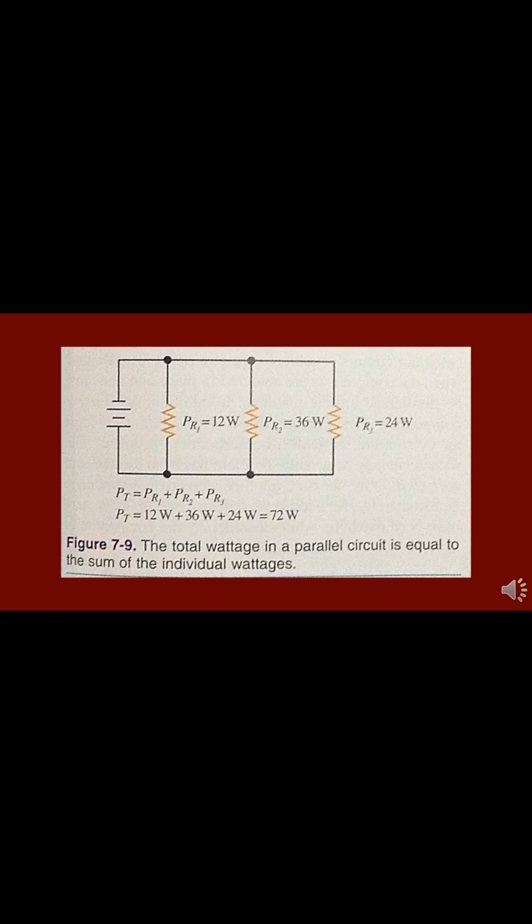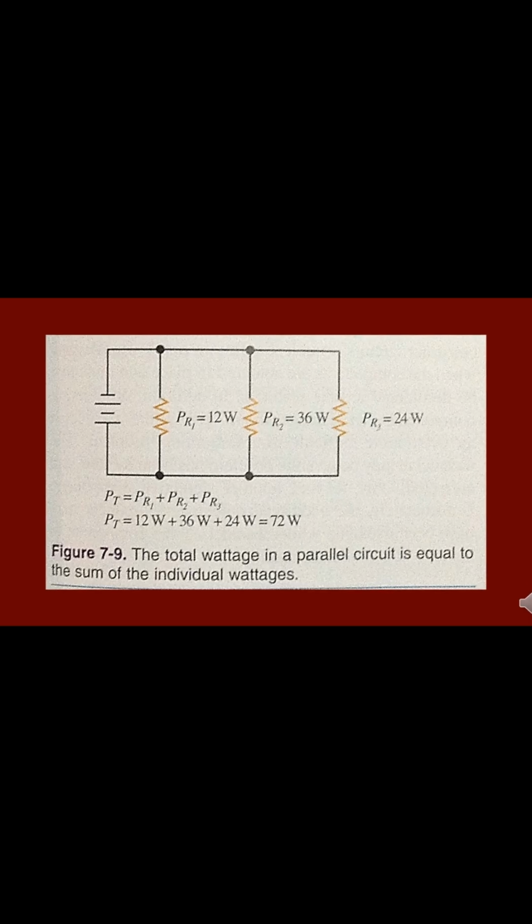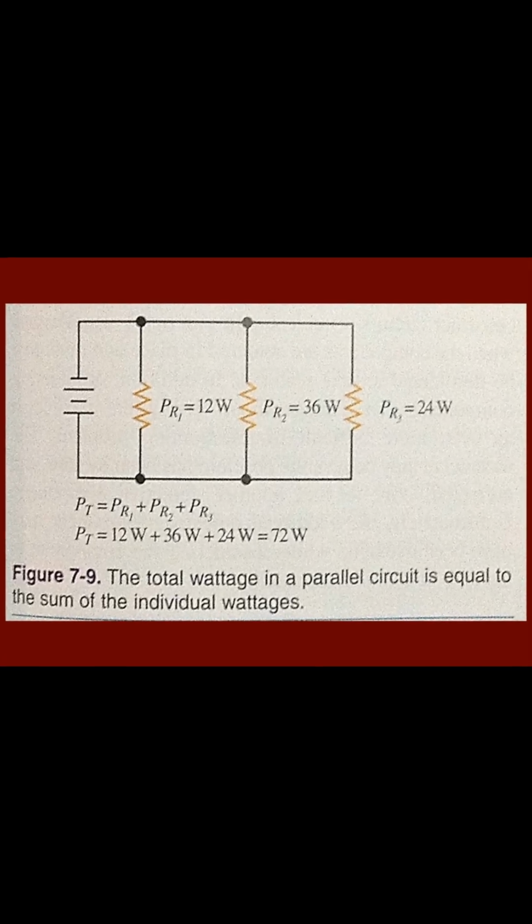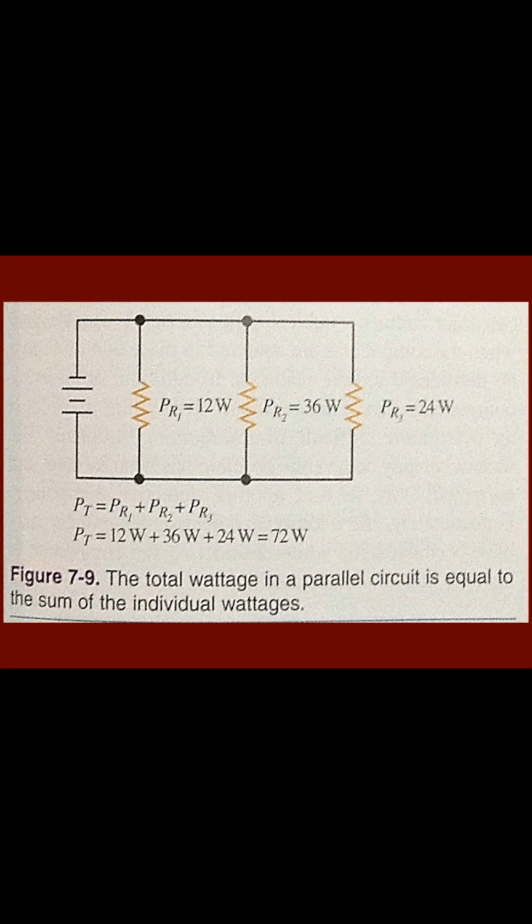The formula is written as shown on the screen, where n is the total number of powers. In figure 7-9, you can see that the total power consumed is 72 watts. It is equal to the sum total of the individual electrical power units, such as R1, resistance 1, equals 12 watts, R2 equals 32 watts, R3 equals 24 watts, consumed at each resistance. And now we'll review questions for section 7.1.